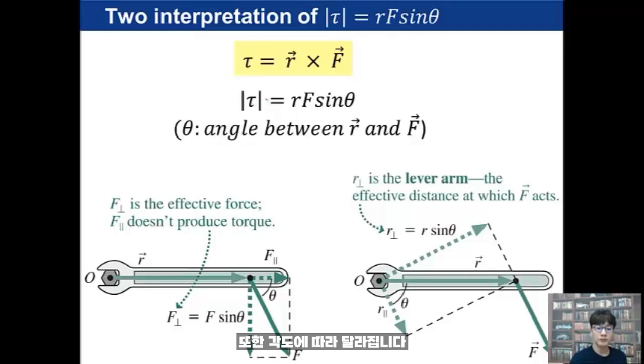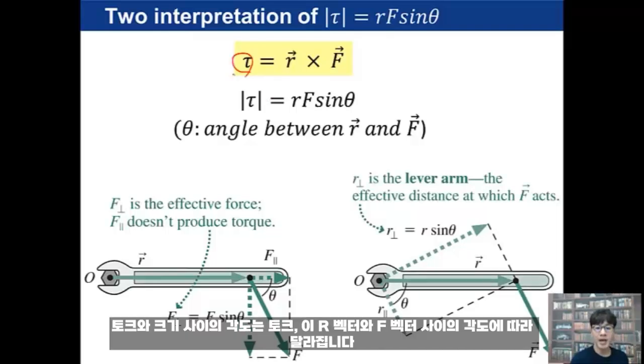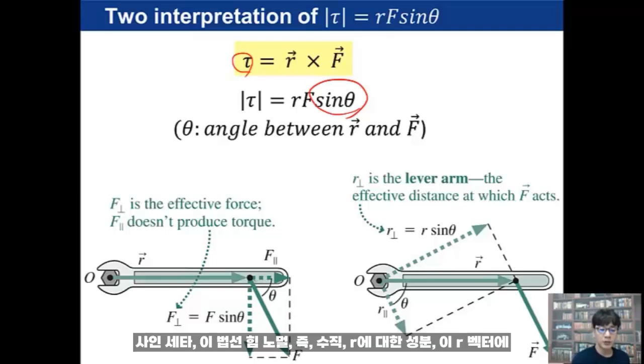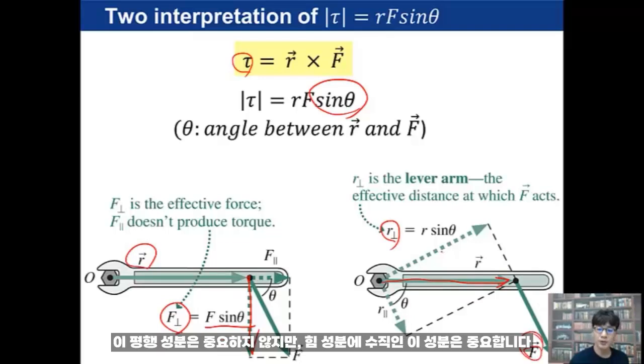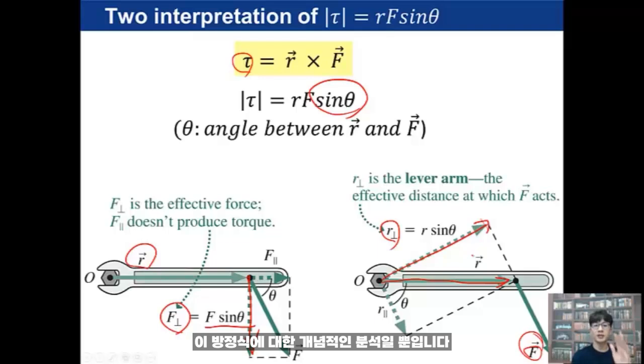And also, it depends on the angle. The torque magnitude depends on the angle between this r vector and the F vector. You can think that, because of sine theta, only the component of force perpendicular to the r vector matters here. Or you can say that the r vector has parallel and perpendicular components relative to the force. The parallel component does not matter, but the perpendicular component matters. This is just a conceptual analysis of this equation.